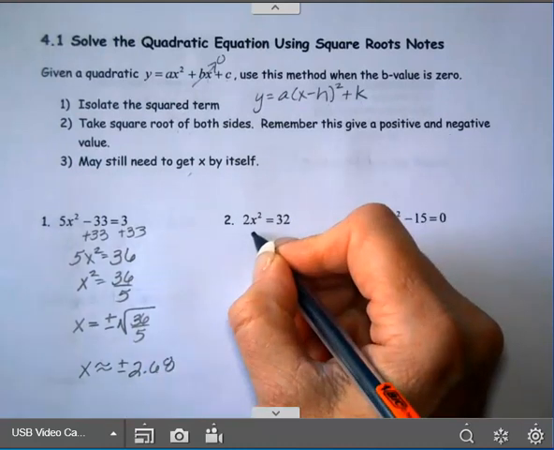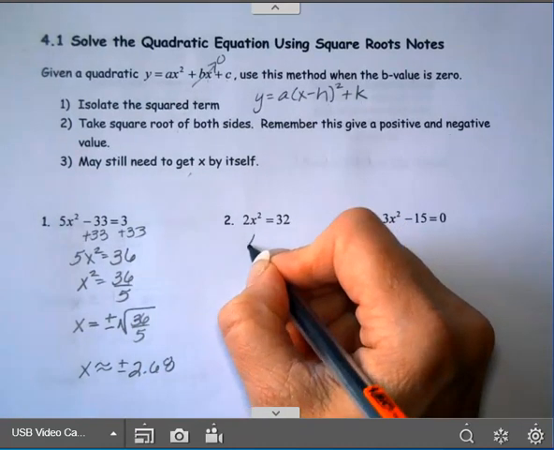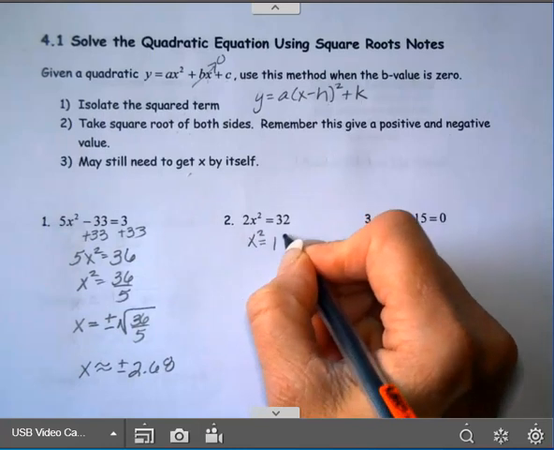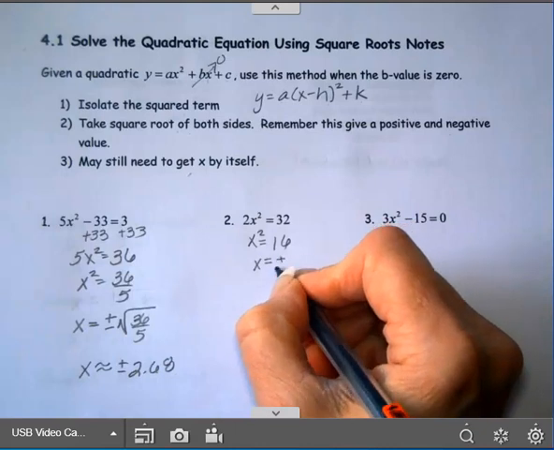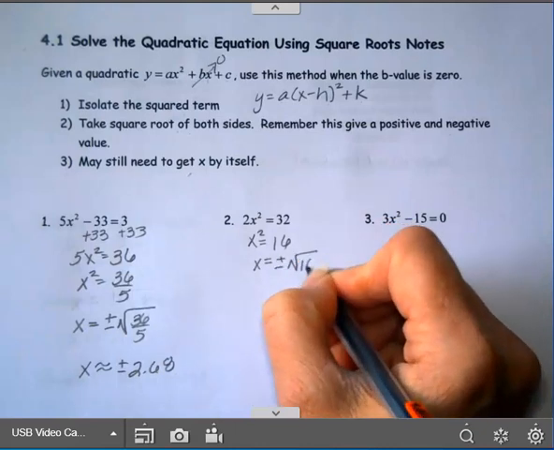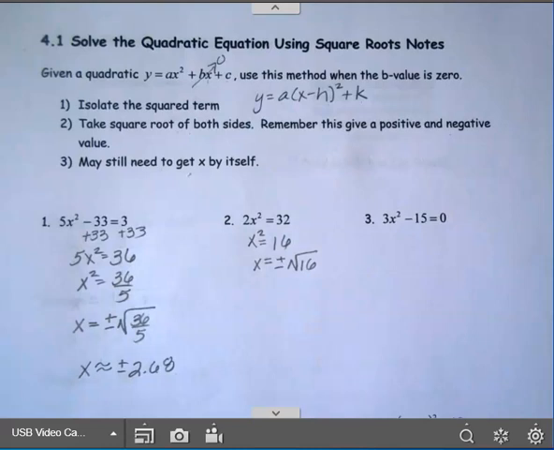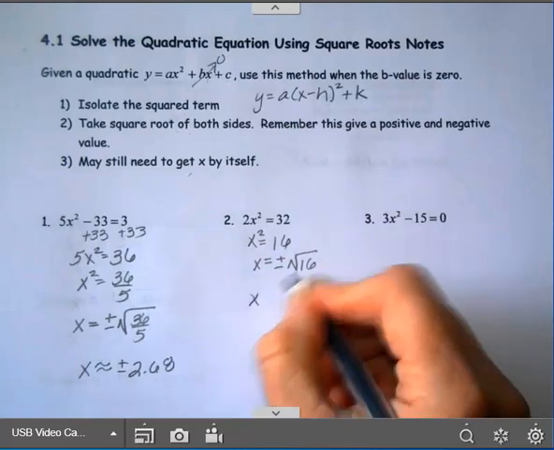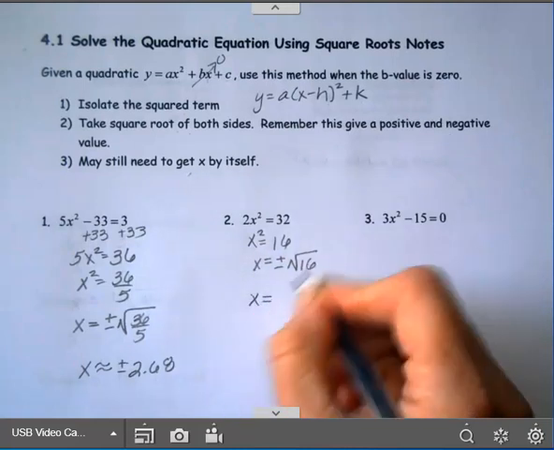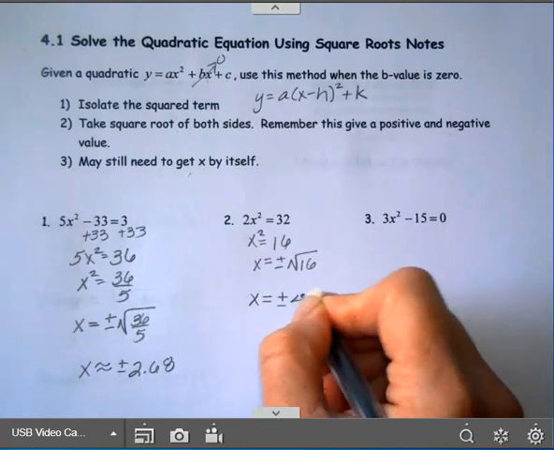On the next one, I need to get my square term by itself, so I'm going to divide by 2. And so I get plus or minus square root of 16 when I take the square root of both sides. The square root will undo the square here. And so this is a perfect square. So that'll just be plus or minus 4.